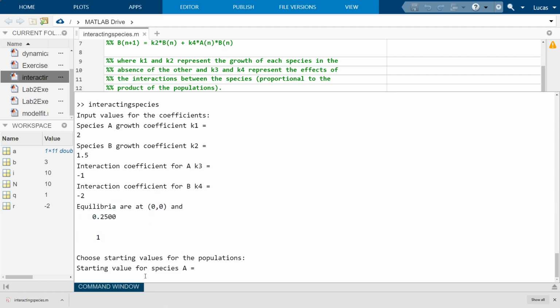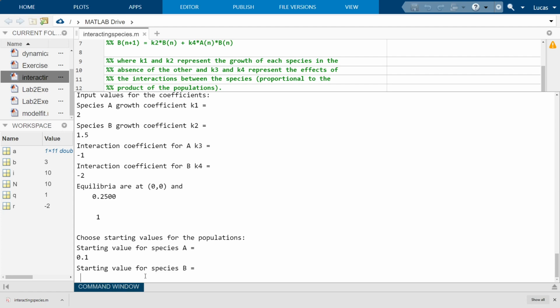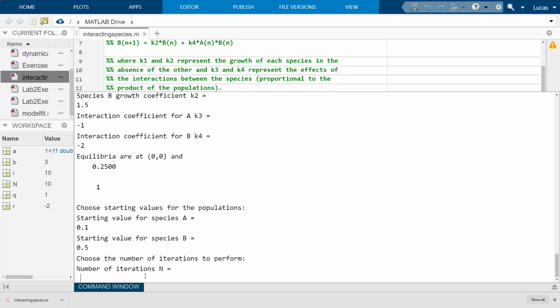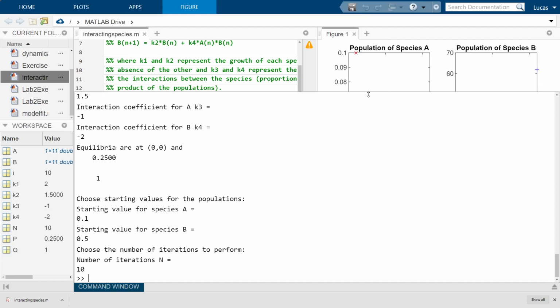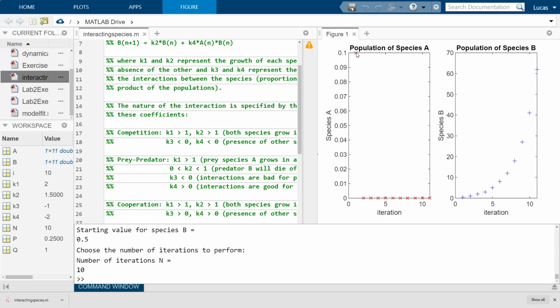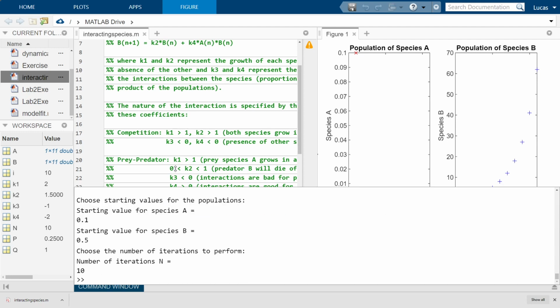So let's choose the starting value for species A at 0.1, for species B at 0.5. Then iterations, let's say 10. Okay, so we can see here that it looks like after basically one iteration, species A immediately dies off, and then species B just grows on its own.